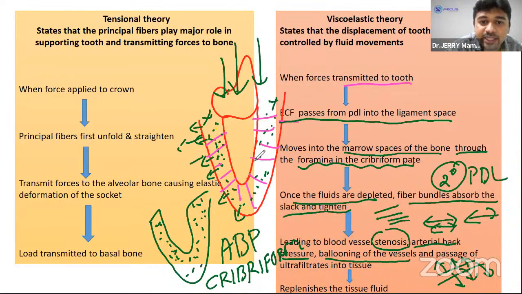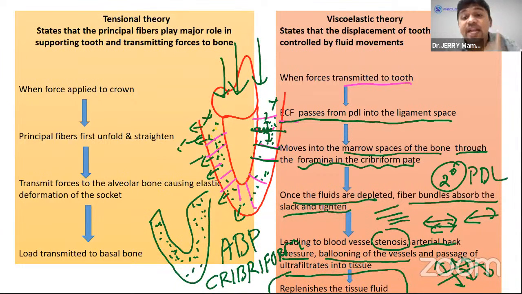So, when these PDL fibers get stretched, the blood vessels tighten, and from the blood vessels, more fluid will replenish this area. Whatever fluid was gone will get replenished by the stretching of the PDL fibers. Because of the stretching, the blood vessels will get stenosed, arterial back pressure will increase, causing ballooning of the vessels and passage of the ultrafiltrates into the PDL space, which will replenish the tissue fluid.